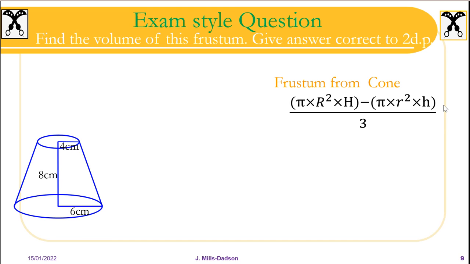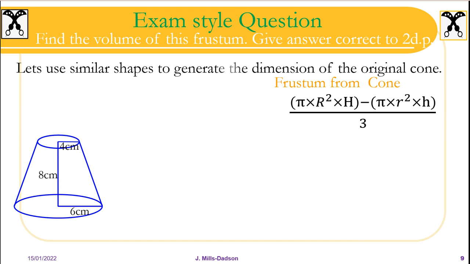So we need to figure out the original cone. Okay, so we've drawn a bigger cone, but we don't know the height of the smaller cone. But if you look at this side, you could see a triangle here. And you could see another small triangle there. So let's pull it aside.